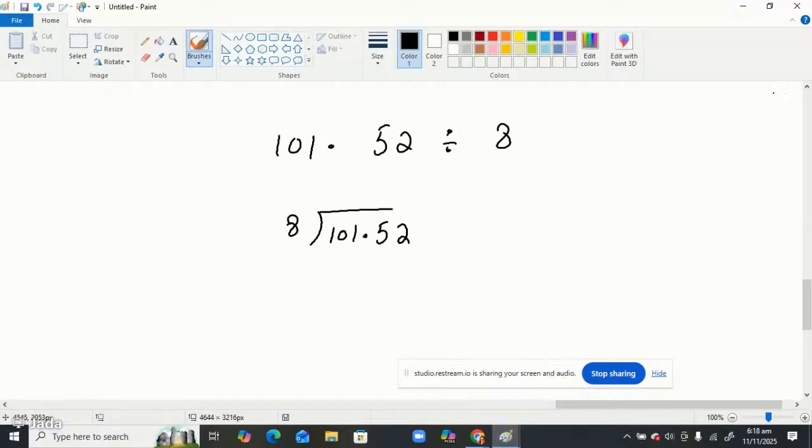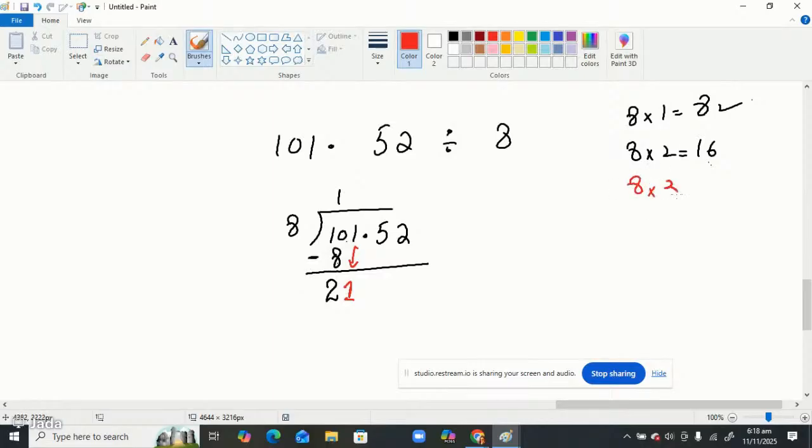So first of all, what we do is write down the table of 8. 8 times 1 is 8, and 8 times 2 is 16. So 16 is a bigger number, so we go with the smaller one. So 8 times 1 is 8 here, because this is 10. So we subtract 10 minus 8, which is 2. Now we bring down the other one here. Now it becomes 21.